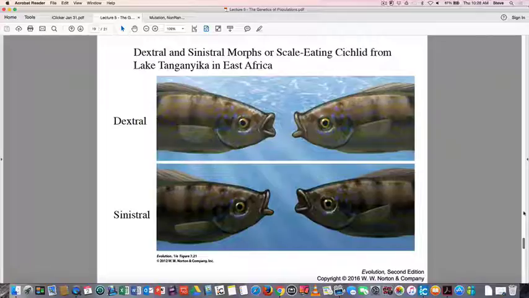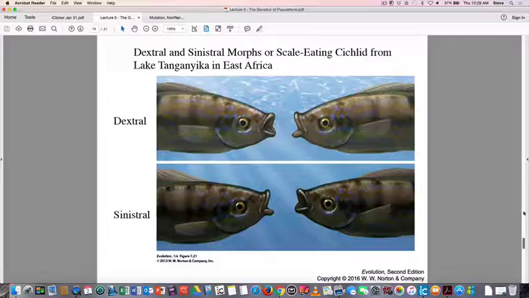So the sinistral morph, you can see its jaws, it's easier to see here. Its jaw is not straight on, but oriented that way. The dextral morph is oriented that way, okay? So this person studied these populations, went in there and calculated the frequency of these two phenotypes within the same species in a single lake, and guess what they found?